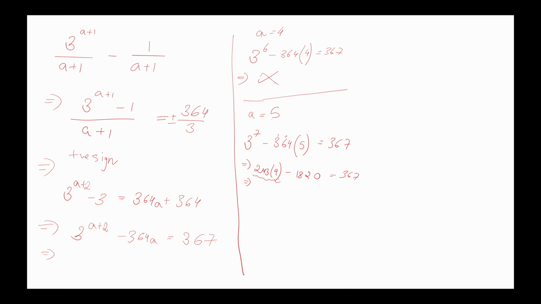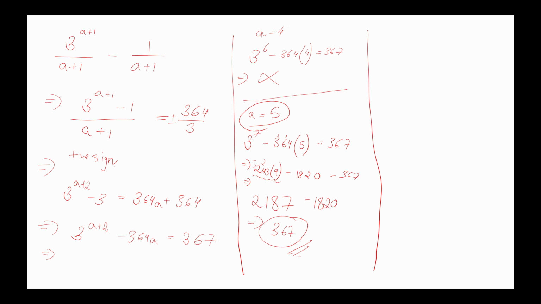So let me check it properly. 9 3s are 27, sorry, 9 4s are 36, 36 plus 2 gives me 38, 9 2s are 18, 18 plus this gives me 21. So if I try to solve this, what am I getting? 367 only. So this is my answer. So basically I've solved the first portion. For a equal to 5, I'm able to satisfy my equation.